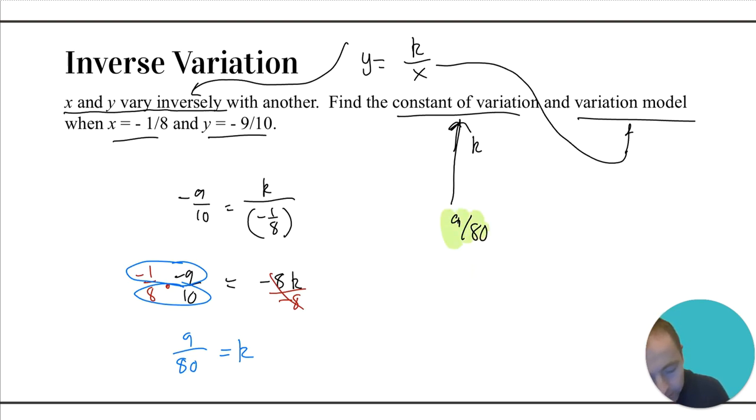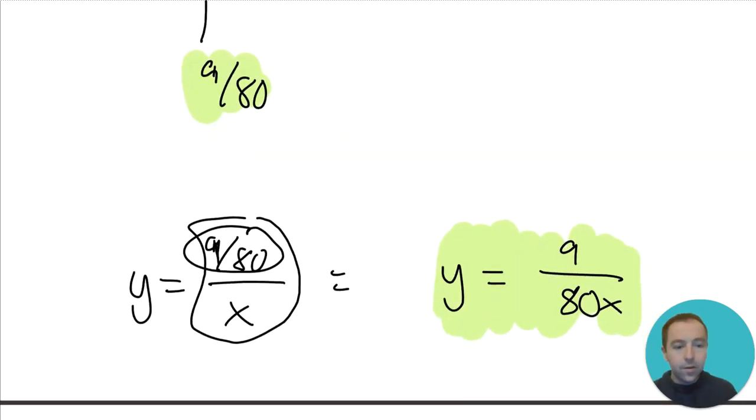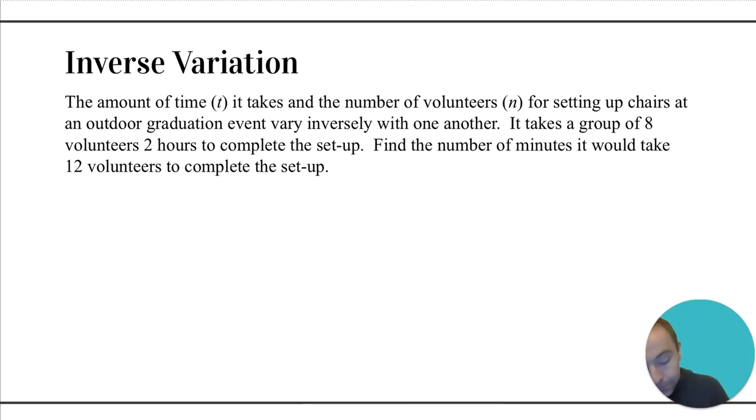And then we should be able to write the variation model. So y is supposed to equal 9/80ths over x for the variation model. But then you have a fraction within a fraction, and that's not considered simplest in math, so we want to write this in a little better form. So y is going to be equal to 9 over 80 and x both at the bottom, which would be a more proper way to write what this inverse variation equation is going to be. There, now you can see it. Beautiful.